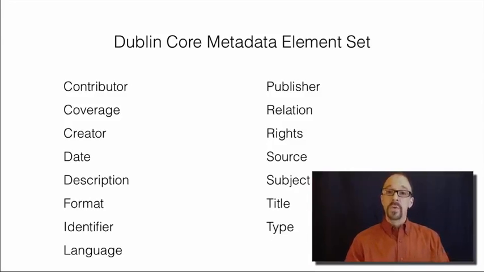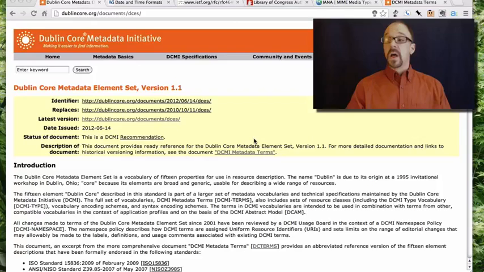Remember what I said in the previous video is that when you're creating a Dublin Core metadata record, you can include these in any order, right? I just included them alphabetically here, but that's an arbitrary order. So let's look at those in more depth right now.